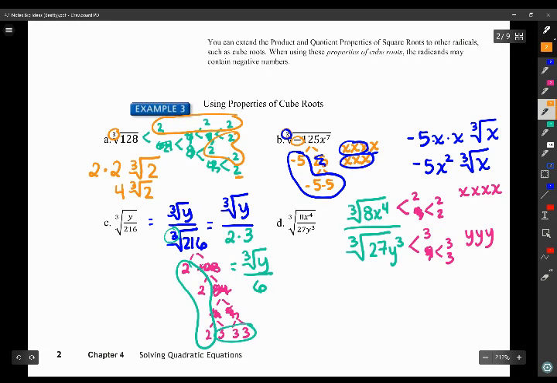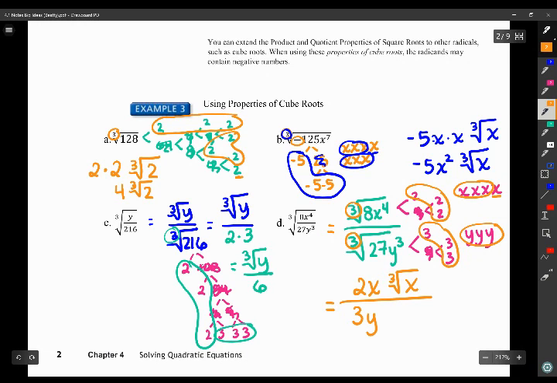And because we have the 3 that sits on the shelf for both of them, I need 3 of a kind in order to do something. So notice on the top, I have 3 2s, so it's going to come out. And I have 3 x's, so an x is going to come out. And there's 1 x left over. So this is the cubed root of x left over on the top. And then on the bottom, we've got 3 3s, and 3 y's. And then notice there's nothing left, and so this is my answer. I'm done with 2x cubed root of x over 3y.